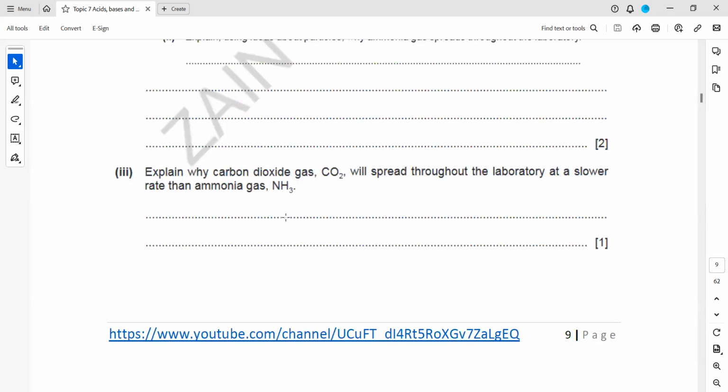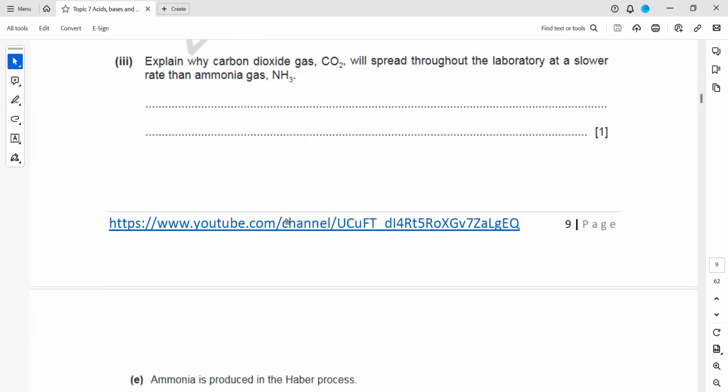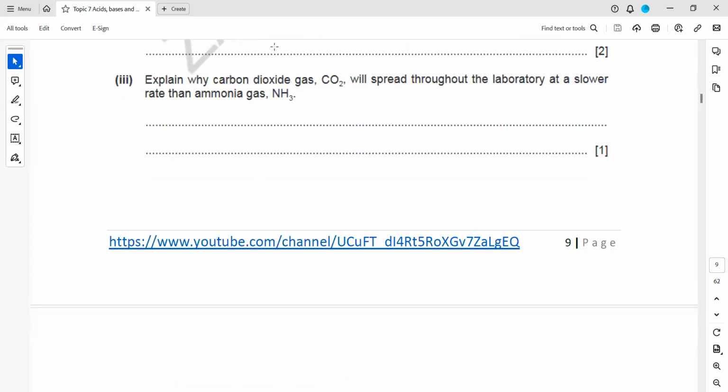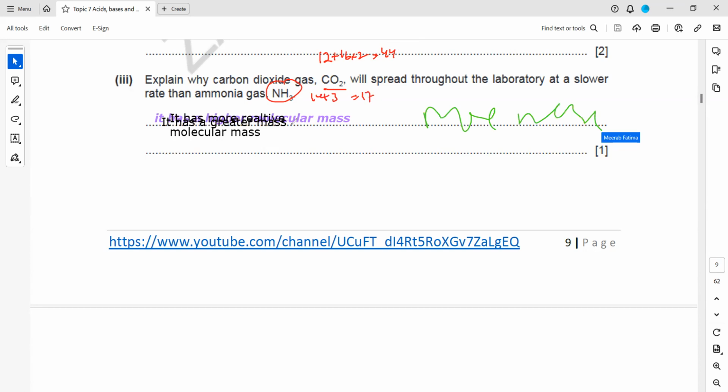The next is: explain why carbon dioxide gas, CO2, will spread through the lab at a slower rate than ammonia. When you work it out, diffusion depends on the mass. So for carbon dioxide, carbon is 12 and oxygen is 16 multiplied by 2, so the total mass is 44. But when you check ammonia, nitrogen is 14 and hydrogen is 3, which makes 17.